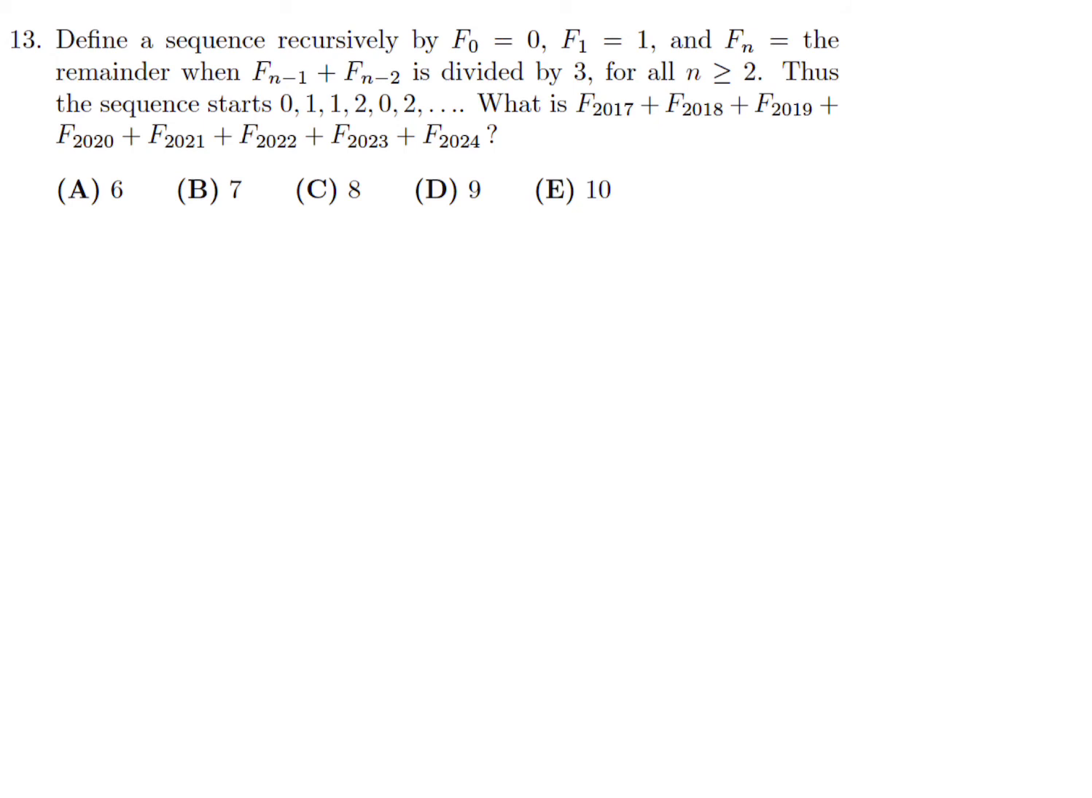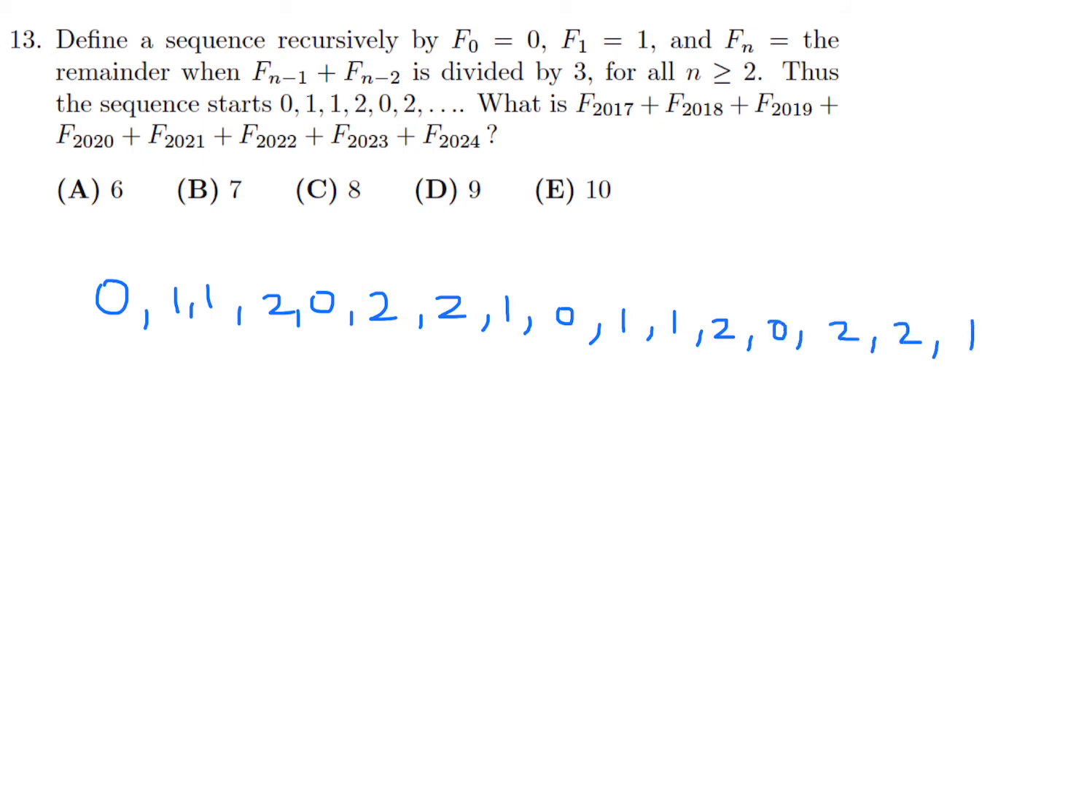Okay, so obviously we're going to look for a pattern here. They've given us the first few: 0, 1, 1, 2, 0, 2. Let's just use that recursive pattern to figure out the remaining numbers in this sequence. When we do, we get 2, 1, 0, 1, 1, 2, 0, 2, 2, 1, and so on.